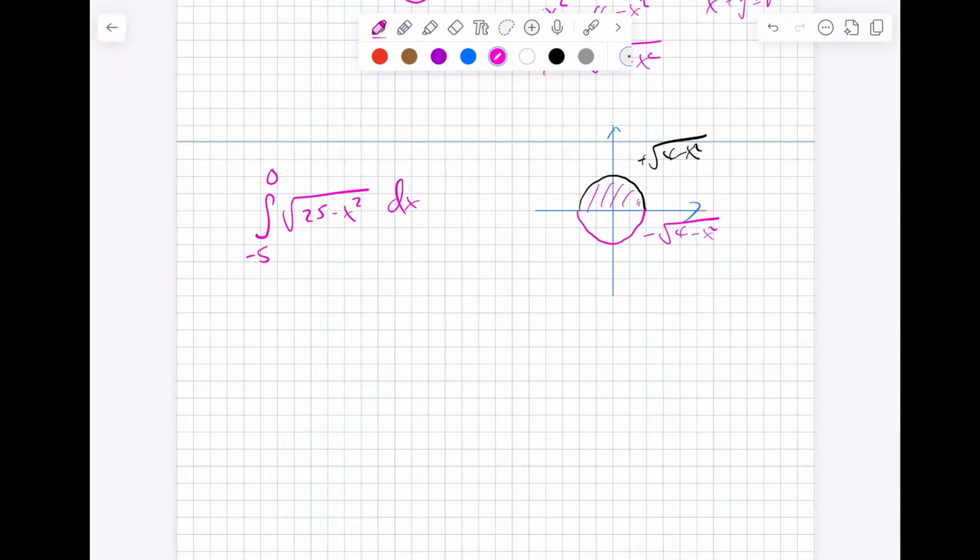Yeah, so the same problem, I want you to rotate around y equal to 5. Y equal to 5.